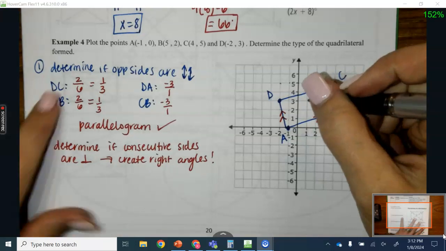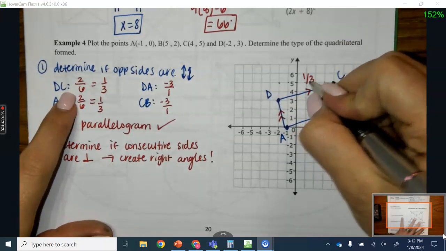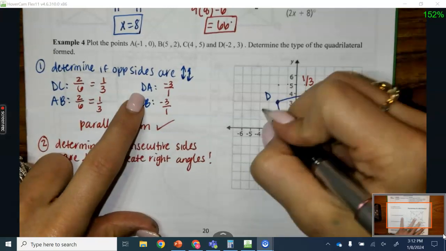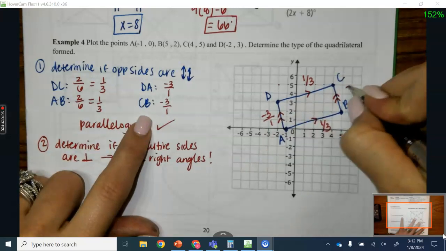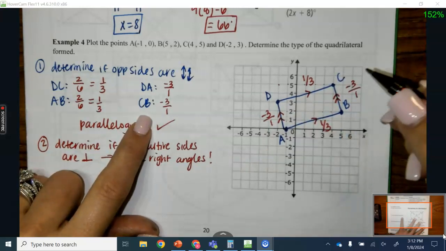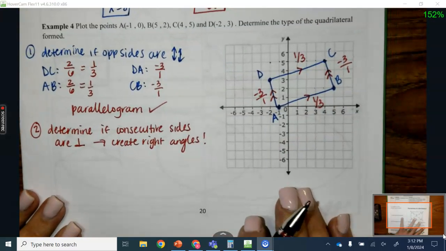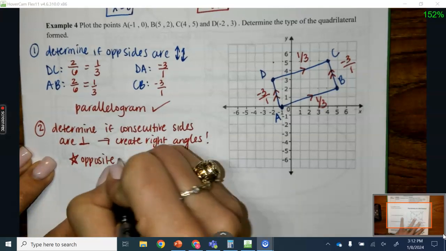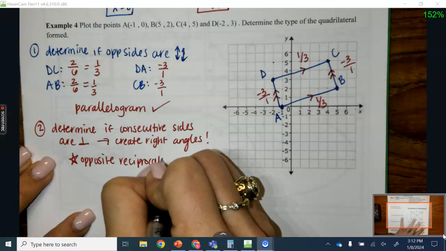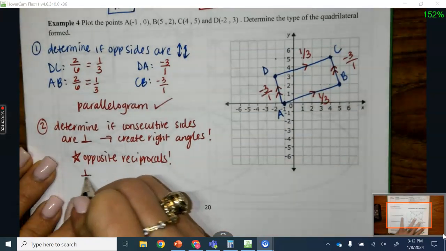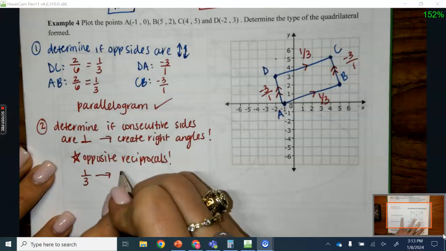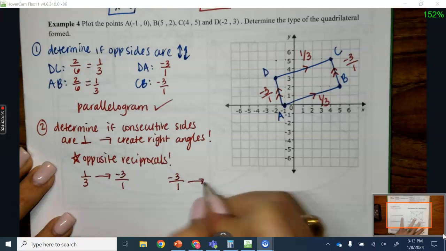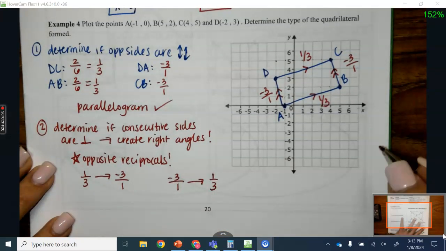So if I just want to label my slopes, right? DC had a slope of 1/3. AB had a slope of 1/3. DA had a slope of -3 over 1. And CB had a slope of -3 over 1. Remember, perpendicular lines, right angles, I need opposite reciprocals. If I take 1/3 and I flip the fraction and change the sign, I should get -3 over 1. Or if I take -3 over 1 and I flip the fraction and change the sign, I should get +1/3.